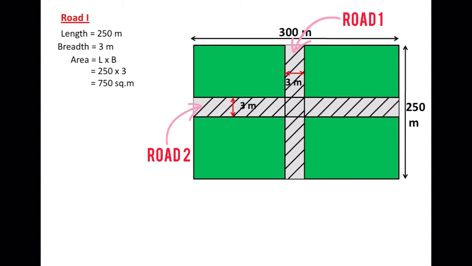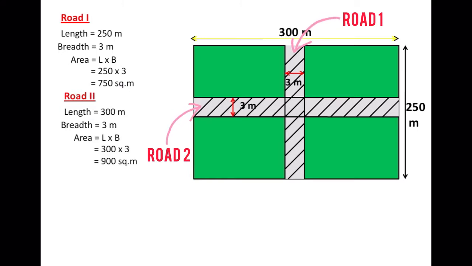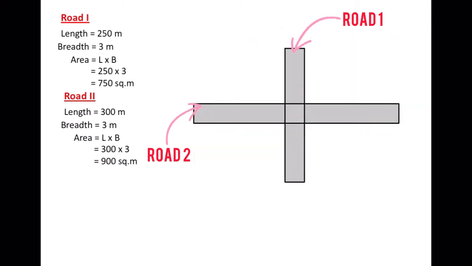Next we'll find the area of road 2. Again, as you can see, road 2 is running parallel to the length of the rectangular plot, so the length of road 2 is equal to the length of the rectangular plot, that is 300 meters, and the width is given to us as 3 meters. Hence, the area of road 2 is equal to 900 square meters. But we have to find the area of the two roads together, which would be obtained by adding the area of road 1 to the area of road 2.